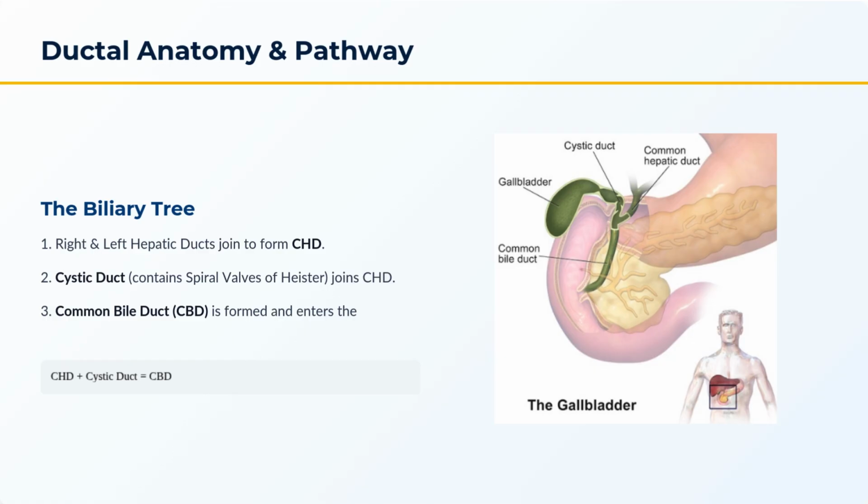The biliary tree begins with the right and left hepatic ducts, which join to form the common hepatic duct. Once the cystic duct from the gallbladder joins, it becomes the common bile duct. The CBD then travels posterior to the first part of the duodenum to meet the pancreatic duct and the ampulla of Vater.